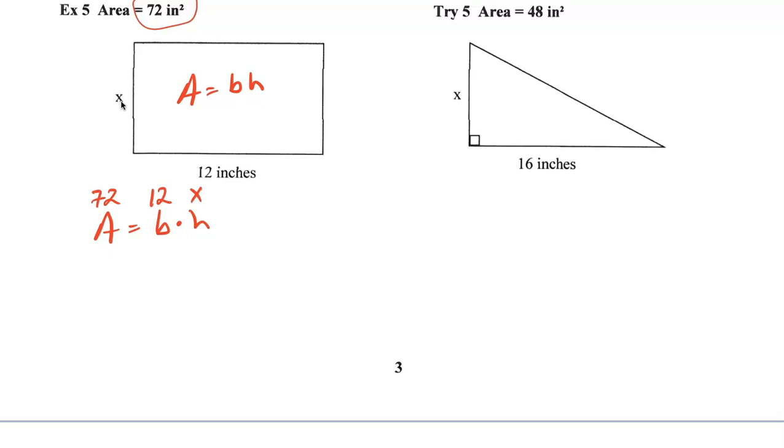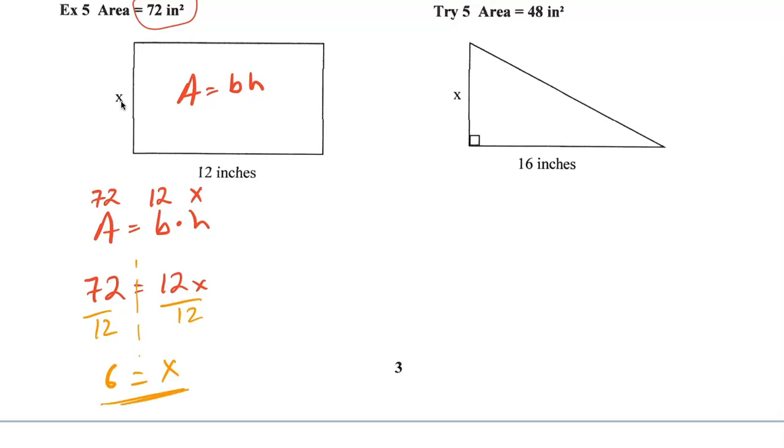So we have our equation here. We know 72 equals 12 times x. If I wanted to solve this after I set it up, there's your equal sign. I want to get rid of the 12. Divide by 12. And x would equal 6.